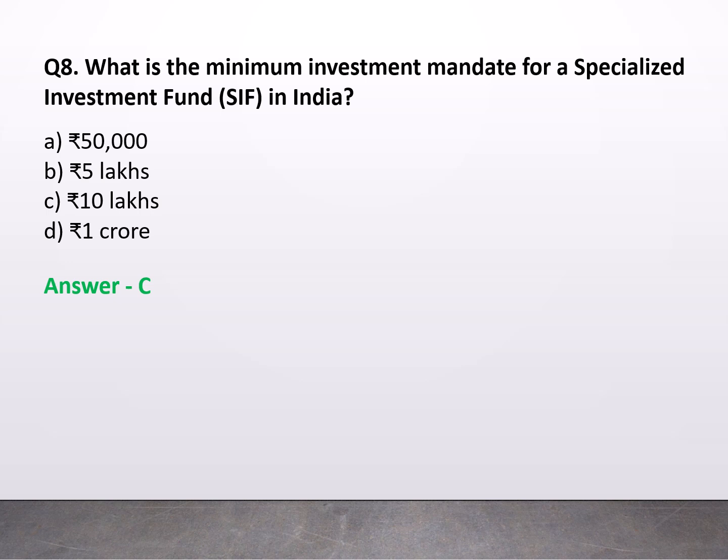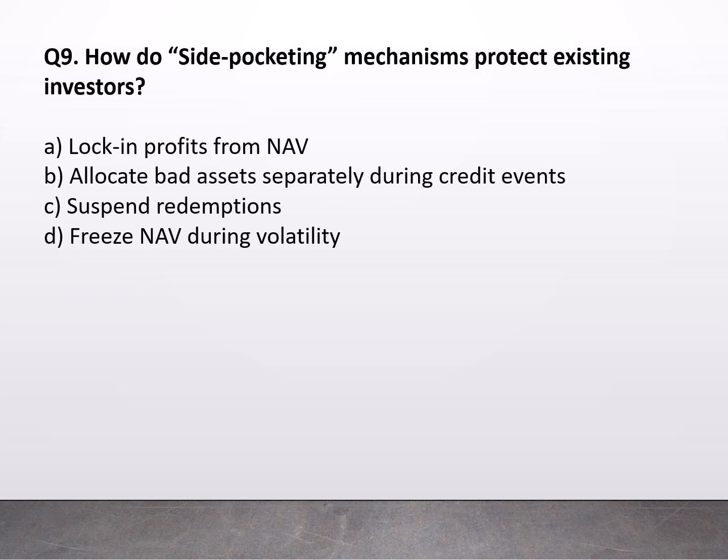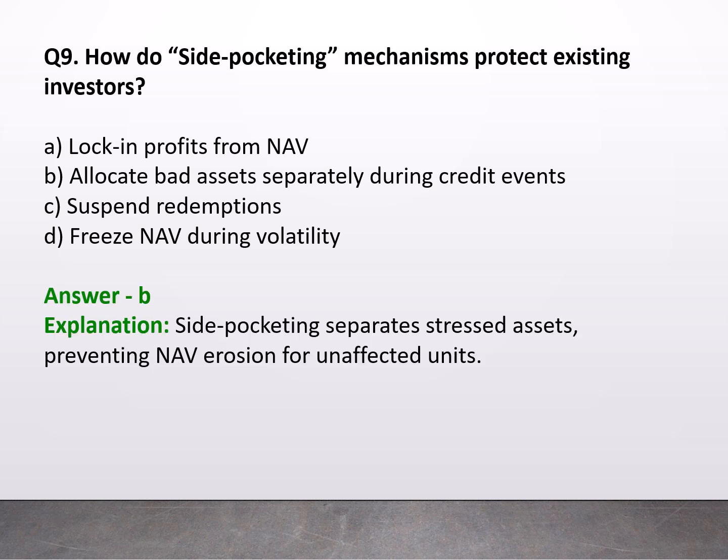Next question. How do side pocketing mechanisms protect existing investors? Option A lock in profits from NAV. Option B allocate bad assets separately during credit events. Option C suspend redemptions, and option D freeze NAV during volatility. Correct answer is option B. Side pocketing separates stressed assets, preventing NAV erosion for unaffected units.